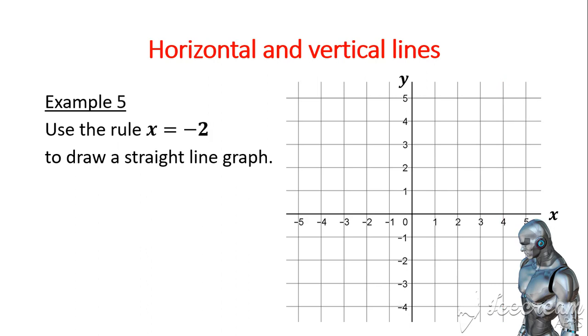So what about x is equal to negative 2? Well, that's just going to be a vertical line through x is equal to negative 2. What about this tricky one? x is equal to 0. Well, that is a vertical line through when x is equal to 0, which happens to be the y-axis.